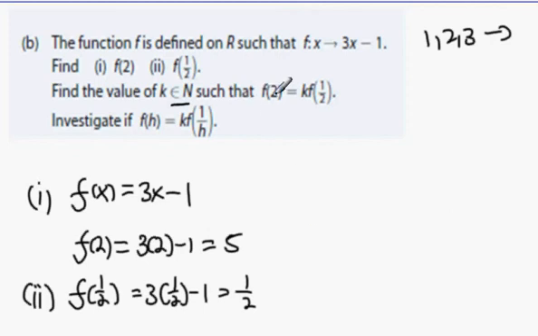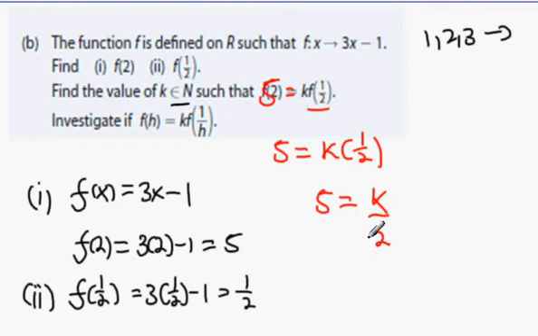Now, f of 2 equals k times f of a half. F of 2 is 5. What's f of a half? Guys, it says it there. What's f of a half? A half. So 5 equals a half of k. 5 equals k over 2. Where do we bring the 2? Up. And we get 10 equals k. How many people got k equals 10? Okay, the majority. That's good.